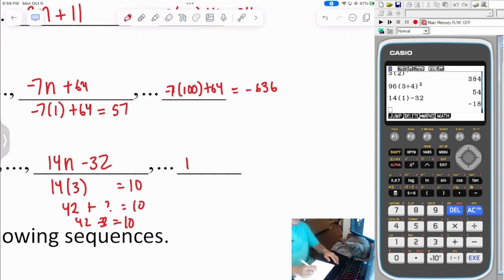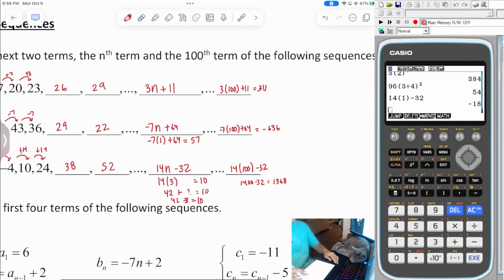So if I want the 100th term, 14 times 100 minus 32. That's 1400 minus 32, which equals, mental math, don't fail me now, 1368. All right, there's the first part.